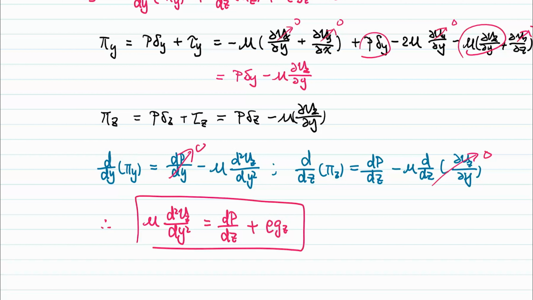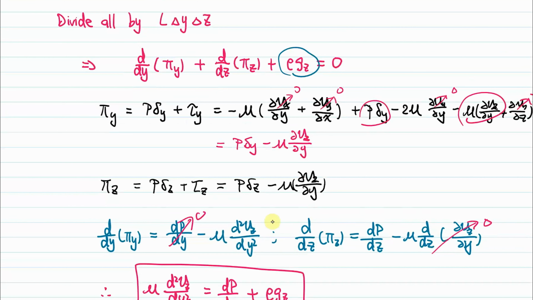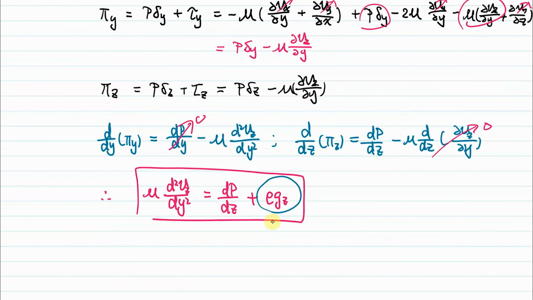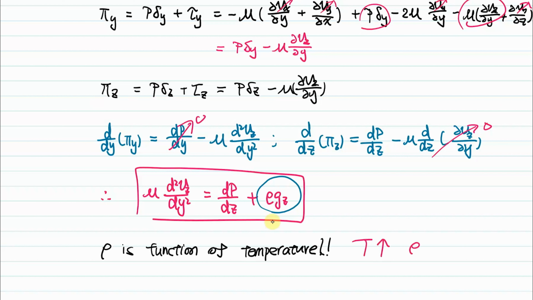Okay, and the essence lies in the following: up to now we're not paying attention to the gravitational term, but that's where the buoyant force occurs. That is where free convection happens, right? So the important thing here is that rho is a function of temperature. So when T increases, rho decreases.